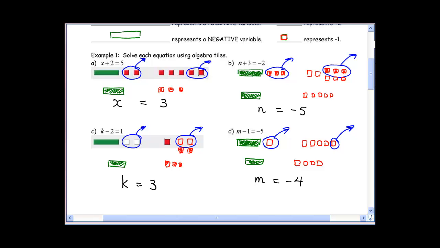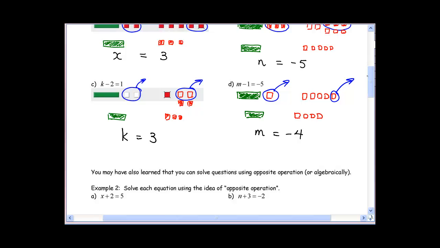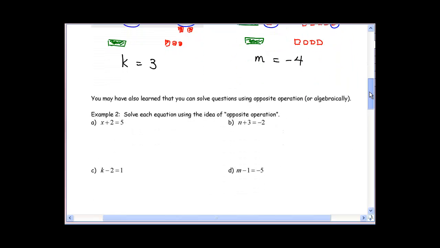Okay? Now, you might be thinking, Mr. Lee, do we always have to draw pictures? No, but I'm asking you to draw pictures because I hope this helps you with the next part. The next part is called, I guess there's a few ways of saying it. Some people call it algebra. Some people call it using the opposite operation. So I'm going to ask you in example number 2 to do these questions. Now they're exactly the same as the ones from above.